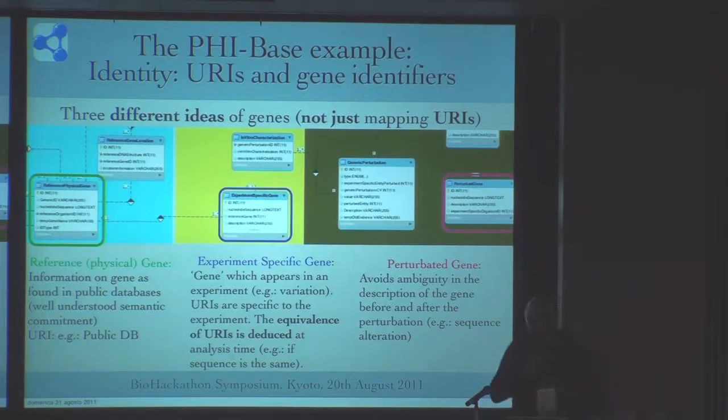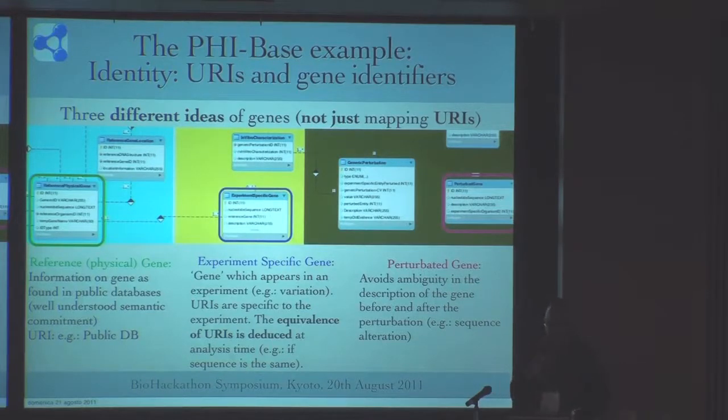So, for instance, there is a reference physical gene. That is the gene biologists refer to when they talk about the database identifier. Okay? And they know very well what is the commitment of it. This is general information, general annotation. It's not necessarily specific to the case I'm studying now, but it's background knowledge that you want to know, okay?